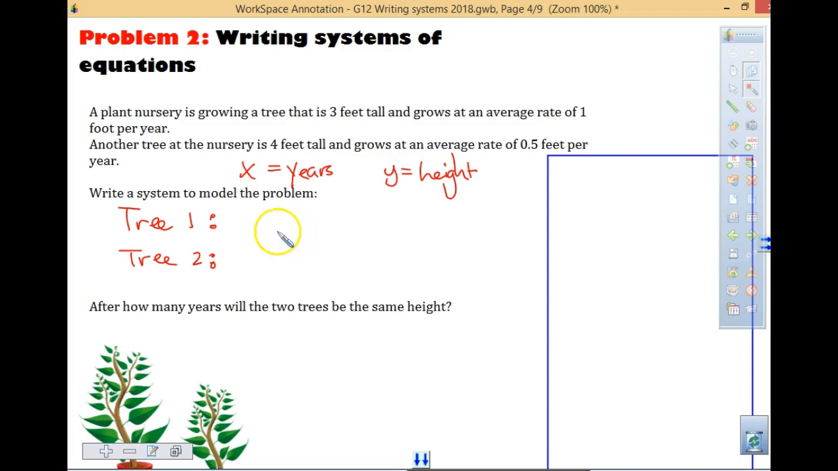If we know Y is the height, Y equals, as I look at this, Connor said it's growing at 1 foot a year, so Y equals 1X. How tall was the tree when it started? If I'm looking forward, how tall was tree 1 when it started?